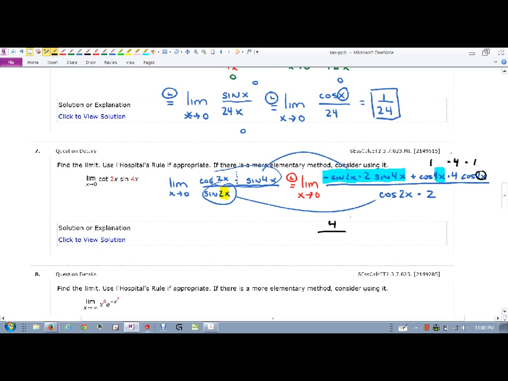So 4 on top. And then this is 0. Cosine of 0 is 1. Then times 2 is 2. So you get the answer is 2. So we only have to do L'Hopital one time there.